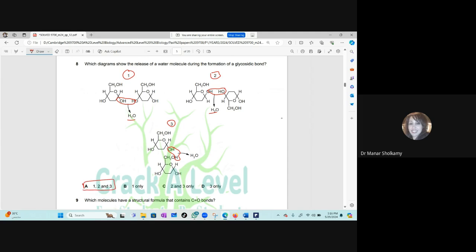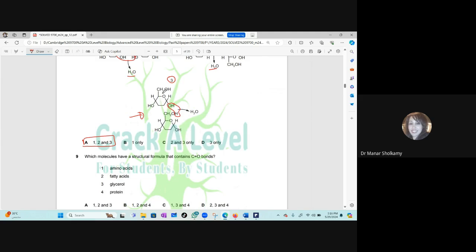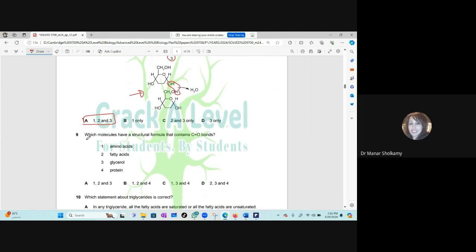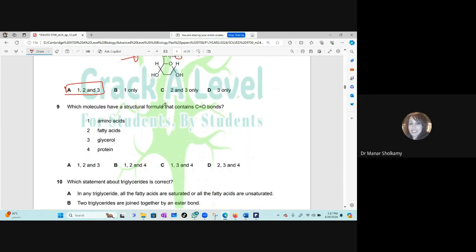Here, this is a branching amylopectin, 1 to 6. Now, which molecules have a structural formula that contain C double bond O, the carboxylic acid: amino acid, fatty acids, glycerol, or protein? Now, here you need to remember the structure of the molecules that we studied.